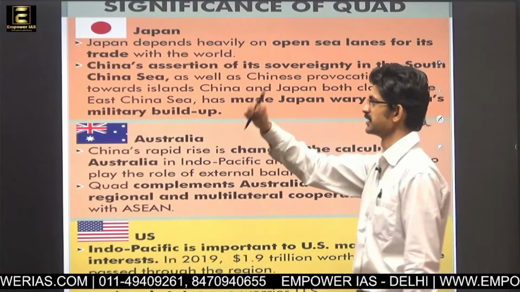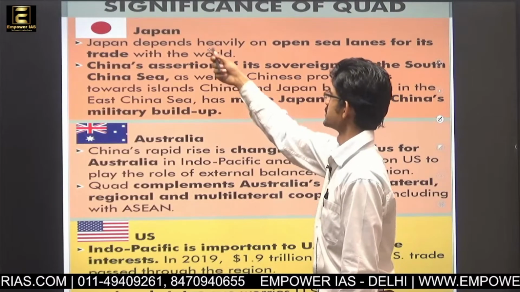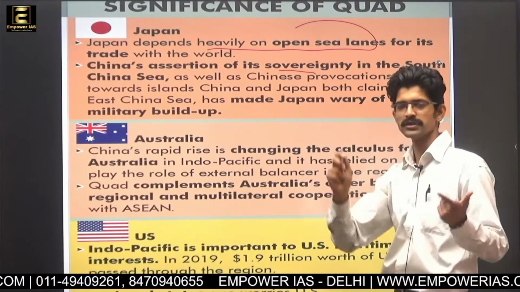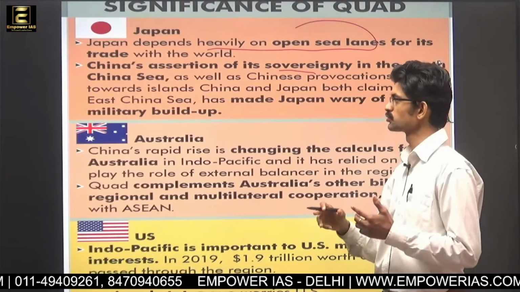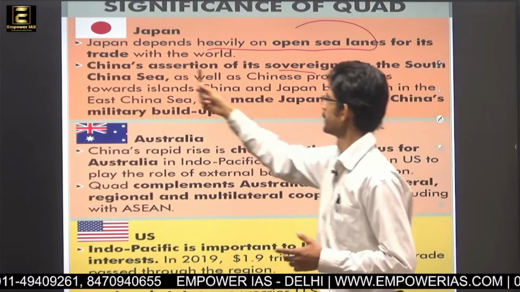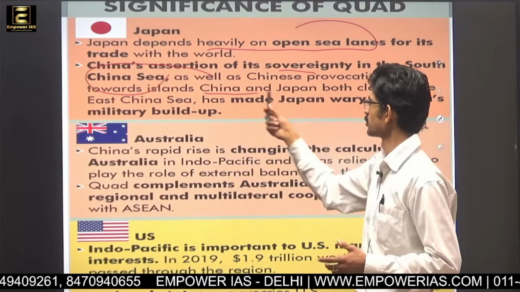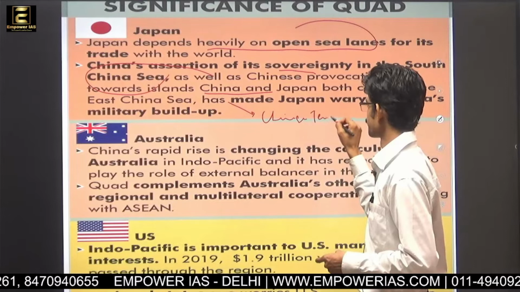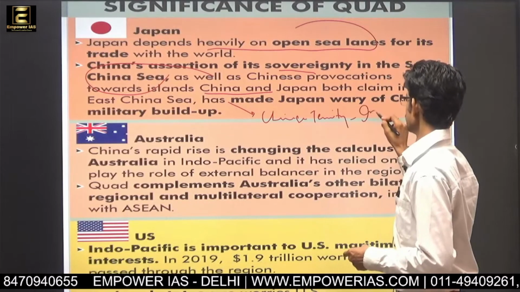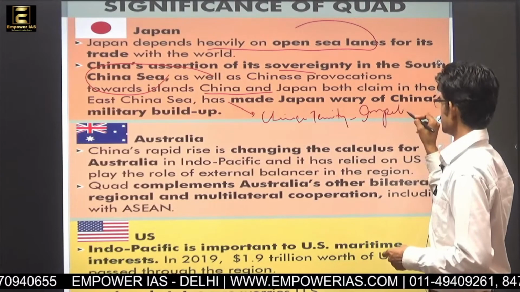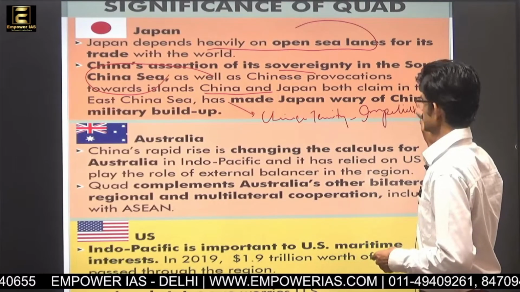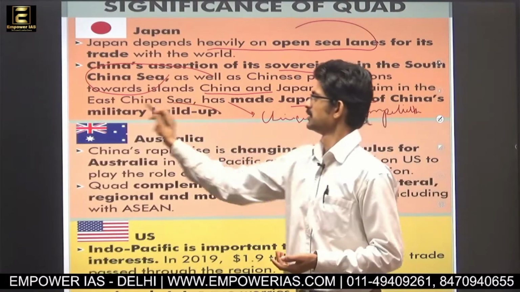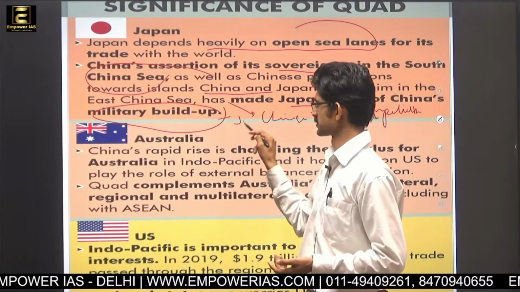So what it signifies is that Japan depends heavily on an open sea economy. China asserts its sovereignty over these disputed islands, and it also claims the China Sea. That means every island belonging to the China Sea is a part of Chinese territory. China is having an imperialistic vision. So in order to counter, Japan is wary of the Chinese military buildup, and it caters to the Japanese need.